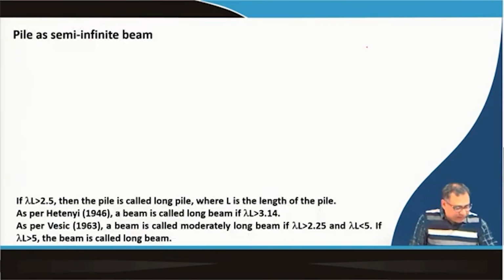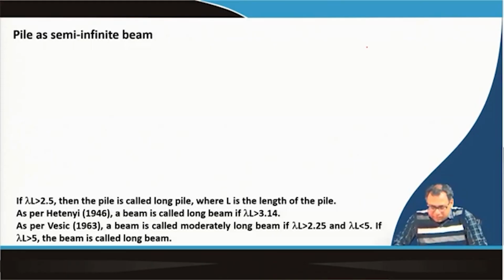Now, we will go for the pile as a semi infinite beam. When the pile is called a long pile, if lambda L is greater than 2.5, then the pile can be called a long pile, where L is the length of the pile. As per Hetenyi, a beam is called a long beam if lambda L is greater than 3.14. As per another criterion, the beam is called a moderately long beam if lambda L is greater than 2.25 and less than 5, and if lambda L is equal to 5, the beam is called a long beam.